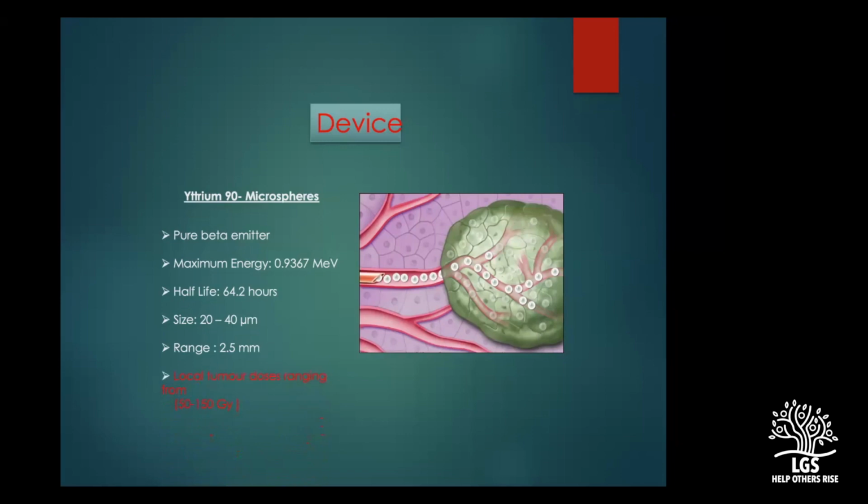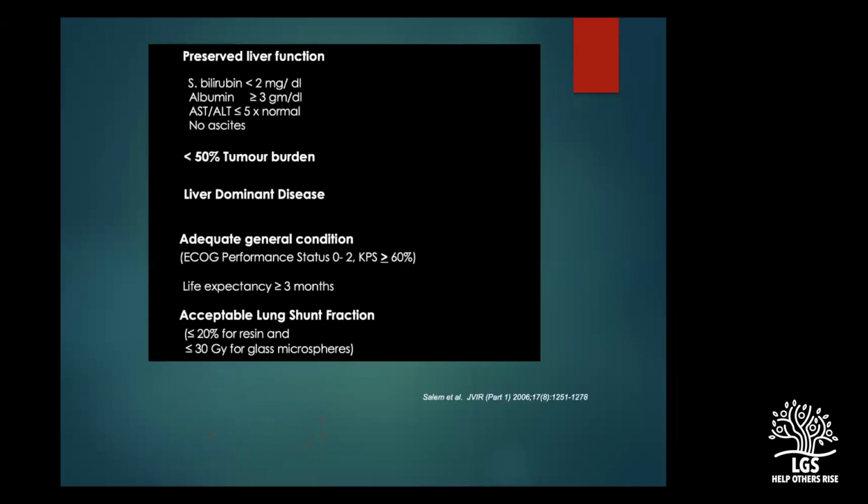And there is a local tumor dose rate as well. These are all the different parameters that we look at. The most important thing, I think all of us know all the other things, but the ECOG performance status is very important. Sometimes there's no point really offering TARE for patients with an ECOG status more than 3, or if they are Child C, again, the survival rate is very bad with TARE.